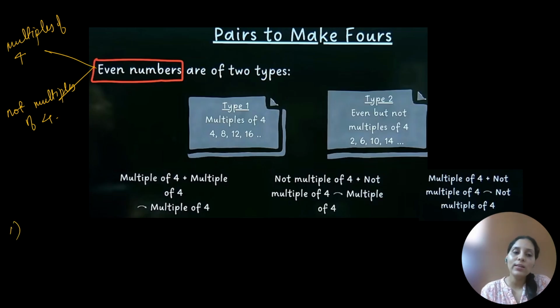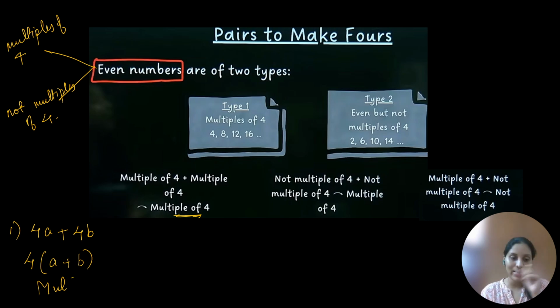So first one is multiple of 4 plus multiple of 4. Let us take one multiple of 4 as 4a and another multiple of 4 as 4b. So the result is also a multiple of 4. How? I can take 4 common. So 4 into a plus b. So this is definitely a multiple of 4. Yes, because 4 into any number gives a multiple.